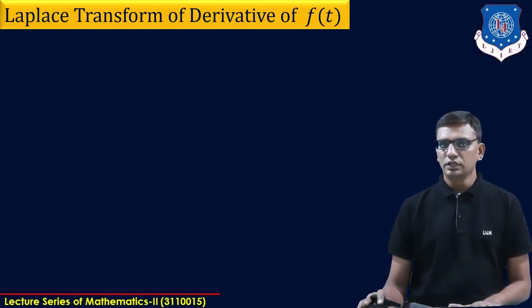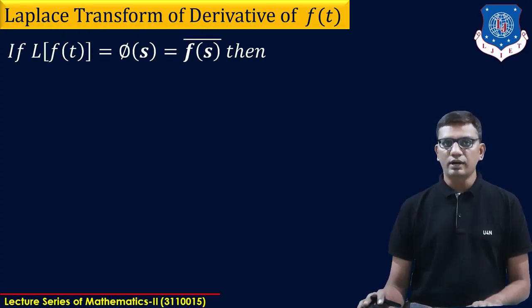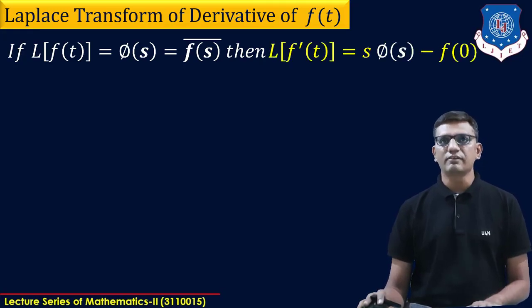the derivative of f(t). If the Laplace transform of f(t) is phi of s or f bar s, then the Laplace of the derivative of f(t), that means Laplace of f dash t, is equal to s into phi of s minus f of 0. That means when we want to find the Laplace transform of the derivative of f(t) one time, we have to use this formula, and in this formula phi of s is the Laplace of f(t), and we have to multiply phi of s with s, and f of 0 should exist for the function f(t).